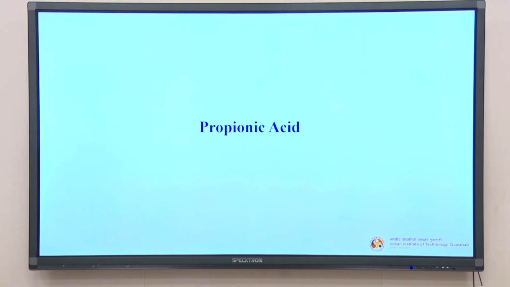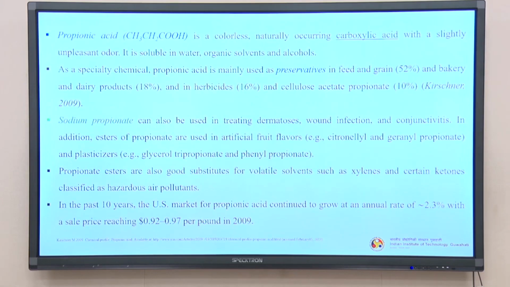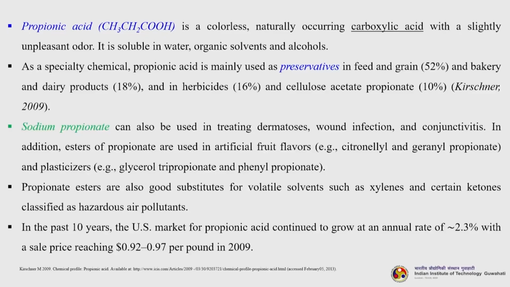Now, let us talk about propionic acid. Propionic acid is a colorless naturally occurring carboxylic acid with a slightly unpleasant odor. It is soluble in water, organic solvents as well as alcohols. As a specialty chemical, propionic acid is mainly used as a preservative in food and grains, about almost 52% of what is being produced worldwide, bakery and dairy products 18% and herbicide 16%, cellulose acetate propionate, another classical commodity chemical, 10%.